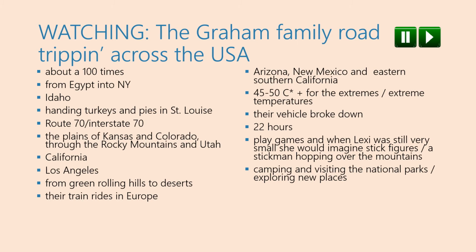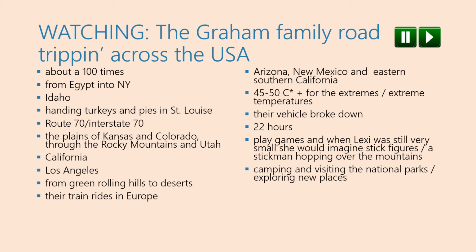Let's sum up what we have just seen watching the Graham family road tripping across the USA video. The family has traveled across the USA about 100 times. Their last trip included places like Egypt and New York, and they ended up in Idaho. Their last Christmas they spent handing out turkeys and pies in St. Louis. To get to Idaho they used Interstate 70. They went over the plains of Kansas and Colorado through the Rocky Mountains and Utah.